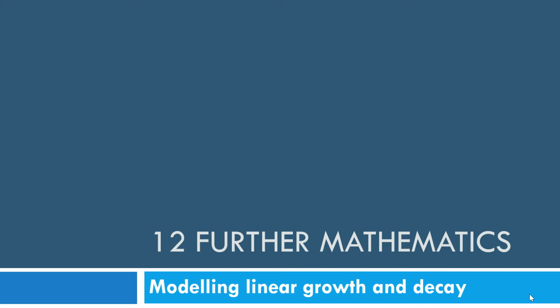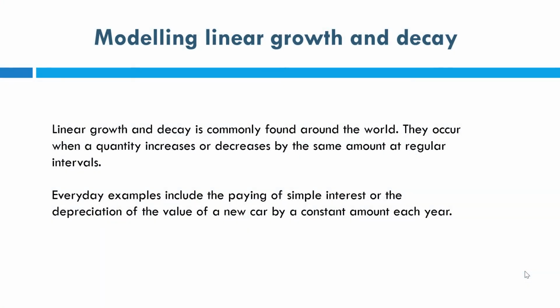So we're going to now do modeling linear growth and decay. I will split this up into a series of videos, and we'll start off first with definitions of modeling linear growth and decay. So linear growth and decay, so increasing and decreasing, this is your increasing, this is your decreasing, and decay is commonly found around the world. They occur when a quantity increases or decreases by the same amount at regular intervals.